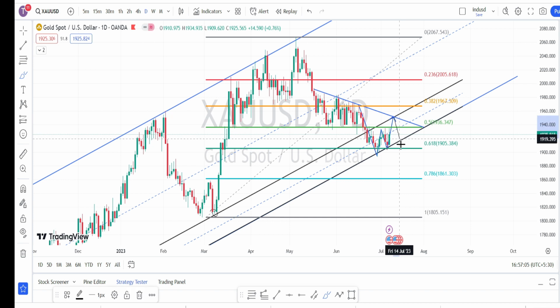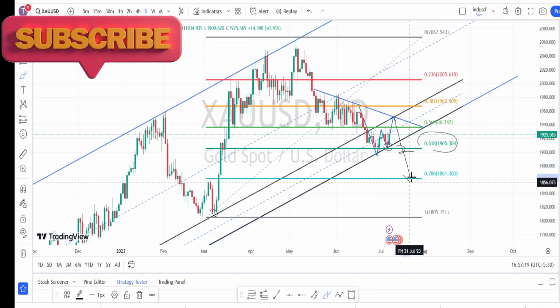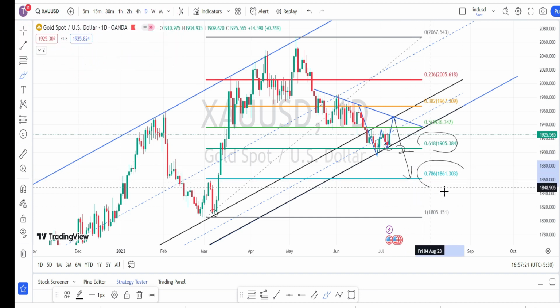And once the price action breaks this support level of 1905, we can expect the bearish side trend to continue, and next level of support is going to be around 1861, which is also going to be the 78% of the Fibonacci retracement level. And if the price action breaches this support level also, next level of support is going to be around 1805 on the bearish side.